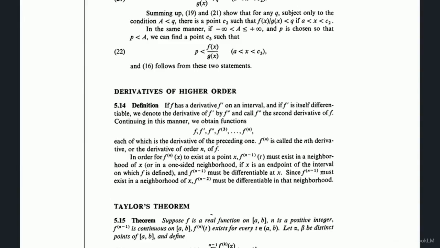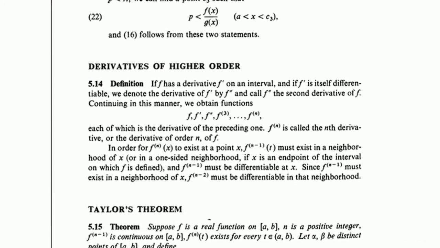Looking directly at the text, we find definition 5.14. This is where Rudin formally establishes the rules for higher-order derivatives. He outlines a sequential notation. We start with the base function f, move to the first derivative f prime, the second derivative f double prime, and so on, escalating up to the nth derivative, written as f to the n. The core mathematical requirement is purely recursive. The nth derivative is strictly constructed by taking the first derivative of the preceding n-1 function.